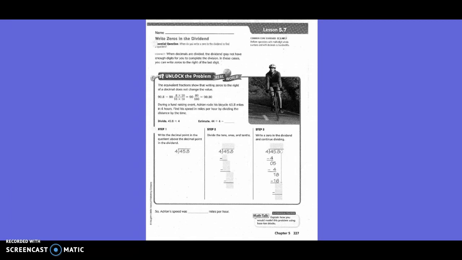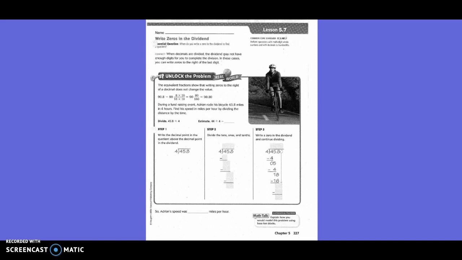Unlock the problem. The equivalent fractions show that writing zeros to the right of a decimal does not change the value. So 90 and 8/10 equals 90 and 80 hundredths. They equal the exact same thing, right? During a fundraising event, Adrian rode his bicycle 45 and 8/10 miles in 4 hours. Find the speed in miles per hour by dividing the distance by the time.